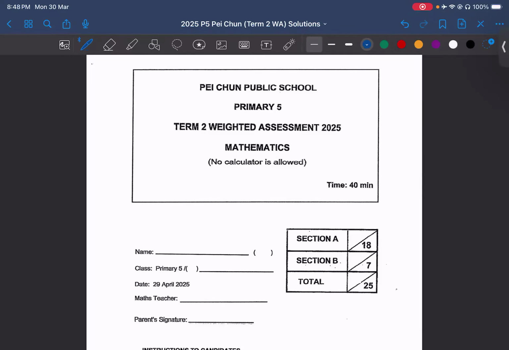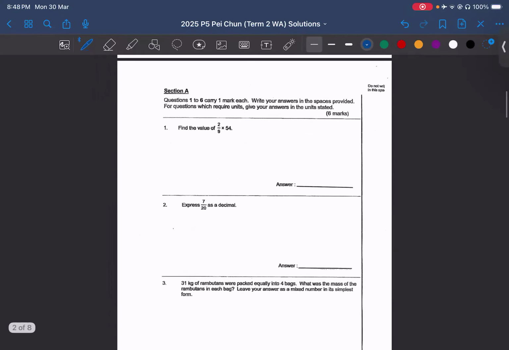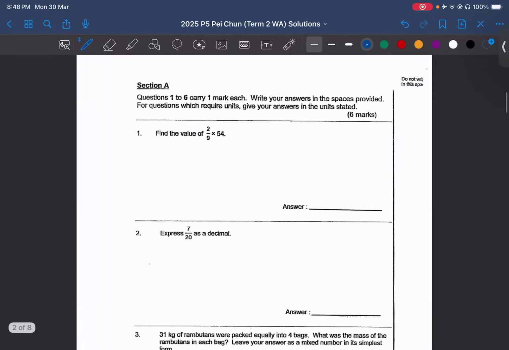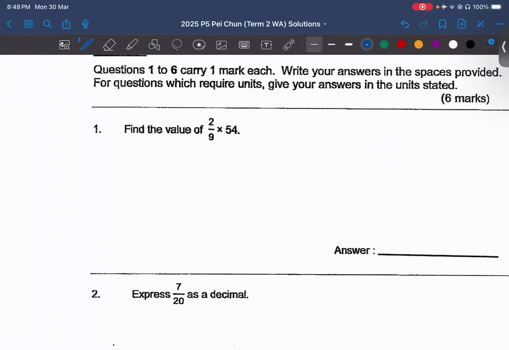Chun Public School, Primary 5, Term 2 Weighted Assessment 2025. Question 1. Find the value of 2 over 9 multiplied by 54. So here we have a fraction multiplied by a whole number. Okay, so 2 over 9 multiplied by 54.